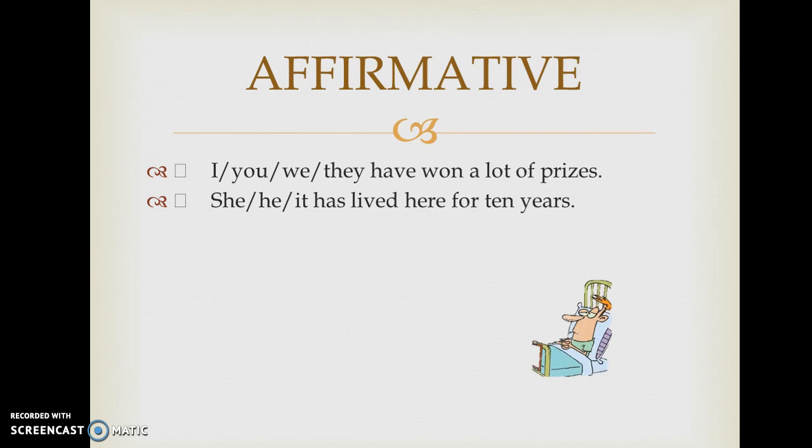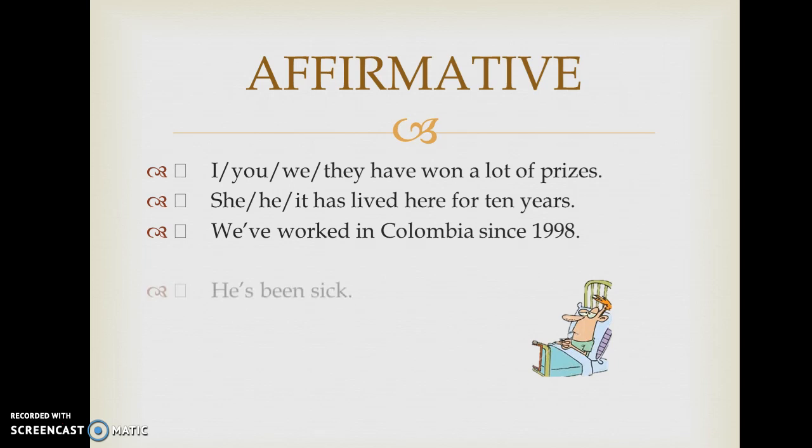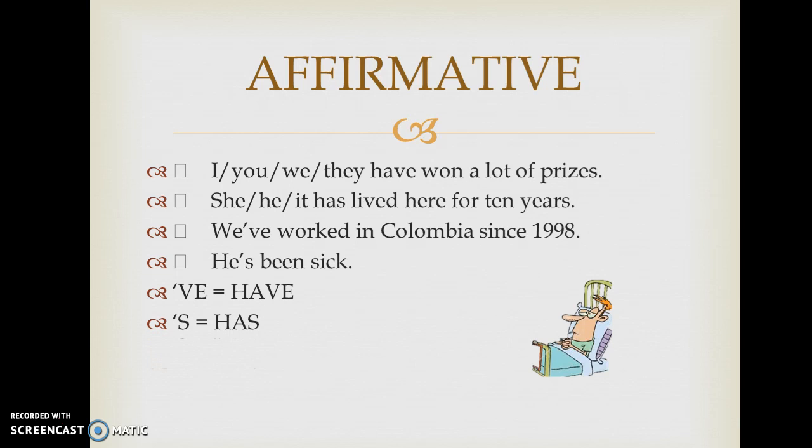Remember that we have regular verbs, for which we add ed to the base form, and irregular verbs that change in the present, the past and the past participle. Sometimes they are the same, sometimes they are different, the 3 forms. And the contraction here: we've worked in Colombia since 1998, he's been sick. 've is the contraction of have, 's is the contraction of has.